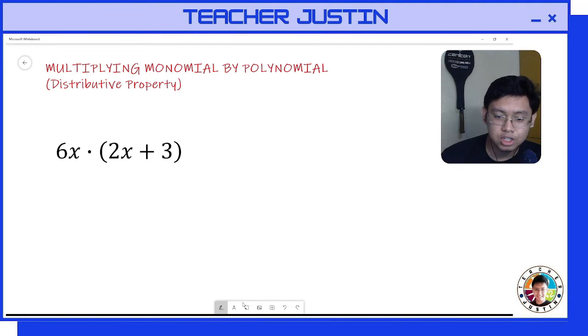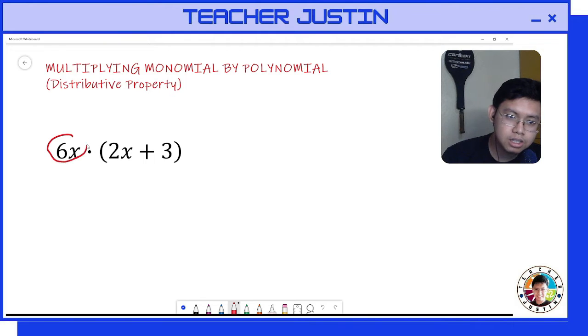So let's apply the distributive property wherein we multiply 6x to our first term, which is 2x. So their product will be, let's multiply the coefficient, 6 times 2, that is 12. And x times x, that will be x. Copy the variable and then add the exponent. So 1 plus 1 is 2. So their product will be 12x squared.